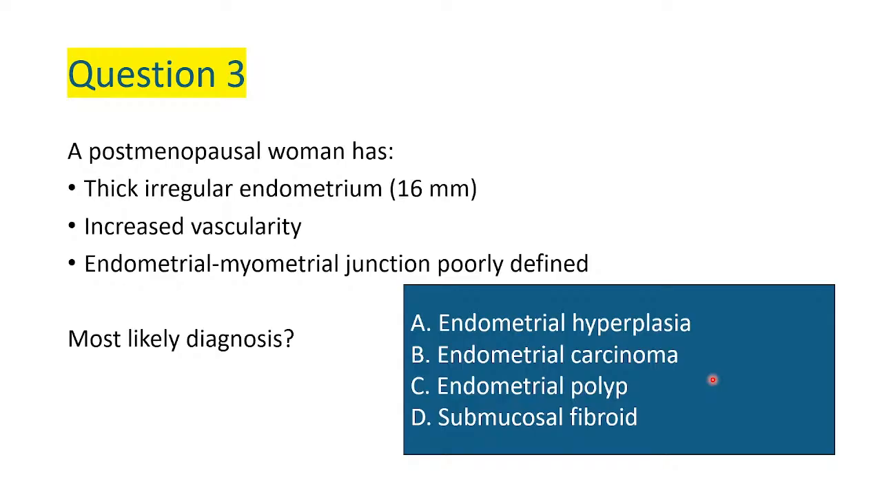Submucosal fibroid. A post-menopausal woman has thick irregular endometrium measuring 16 millimeters, increased vascularity, endometrial-myometrial junction poorly defined. What is the most likely diagnosis? Endometrial hyperplasia, endometrial carcinoma, endometrial polyp, or a submucosal fibroid.